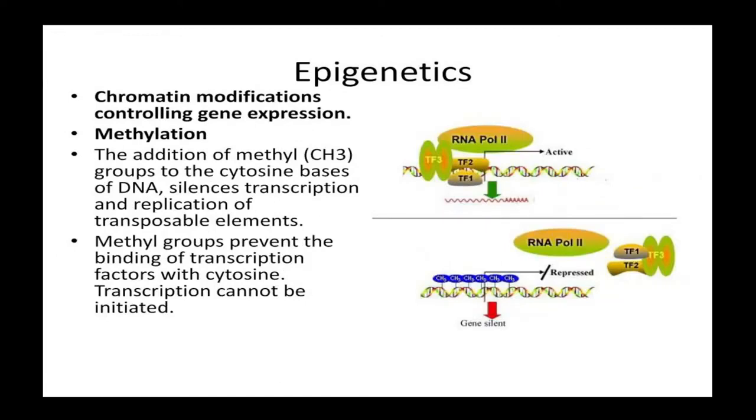The other way of regulation of gene expression is methylation. This is the addition of a methyl group, CH3, to the cytosine bases of DNA, which silences transcription and replication of transposable elements. Methyl groups prevent the binding of transcription factors with cytosine. Transcription cannot be initiated, so methylation prevents the transcription of this gene.